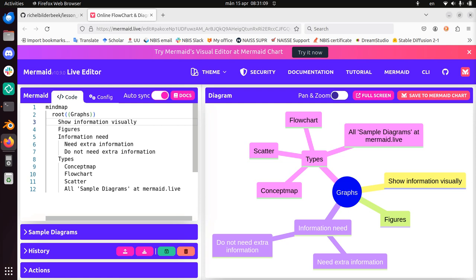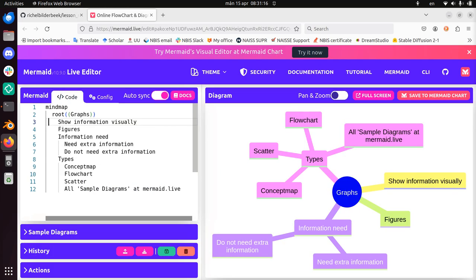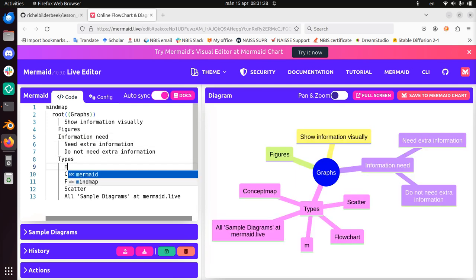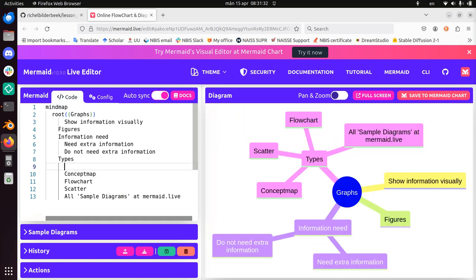So how did it work? Let's go back to the questions. What are features of a Mermaid mind map? Well, you have to use two spaces, maybe four, more works too. You need to use an amount of spaces for the indentation. The word mind map is forbidden. It will give an error here, you see. Probably other things are forbidden as well.